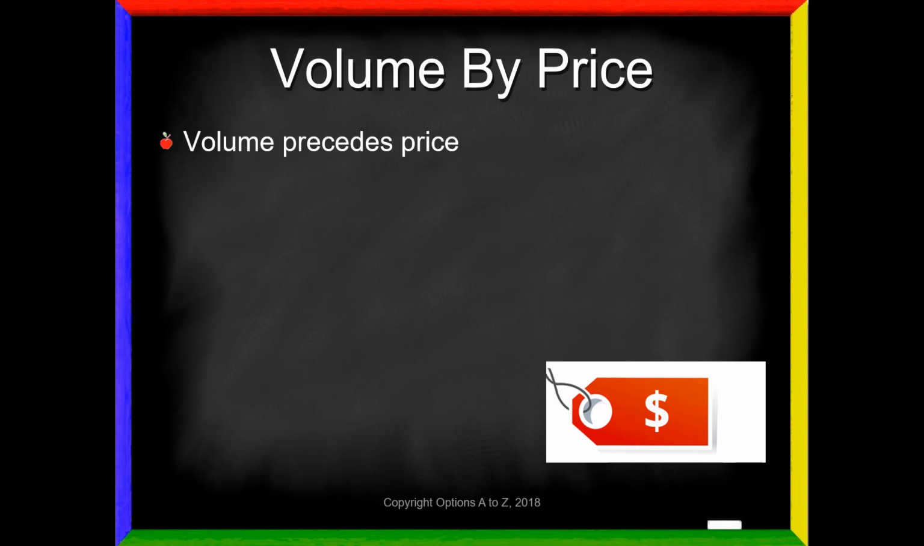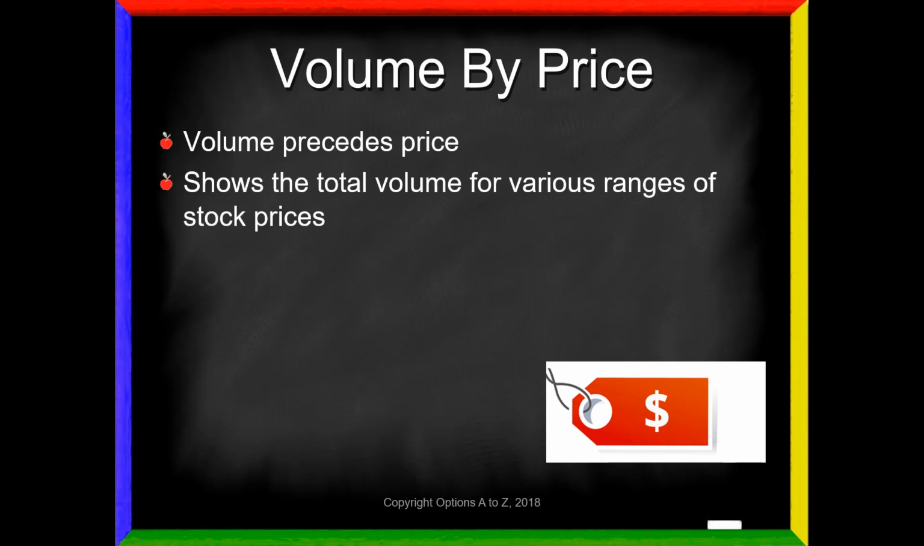So if we can find areas on the chart where we get large areas of volume, certain prices, it can help us to identify support and resistance levels. So the technical indicator here, what it's going to do, it's going to show the total volume for various ranges of stock prices. We're going to take a certain range of stock prices, divide them up into subcategories, and then find out the total volumes within there.